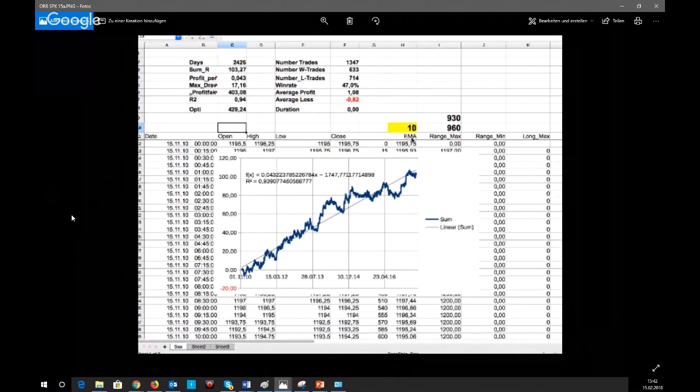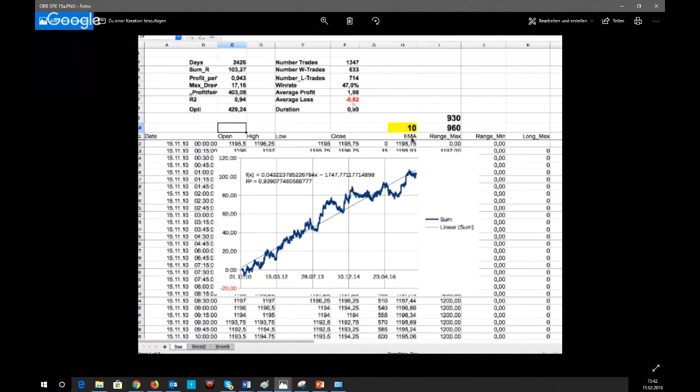And by the way, the strategy can also be automated to some extent. And as you can see, it's working out pretty well. You have a win rate of 47%. You have an average profit of 1.08 and an average loss of 0.82. This equals a payoff ratio, the average profit divided by the average loss, coming down to 1.3 to 1.